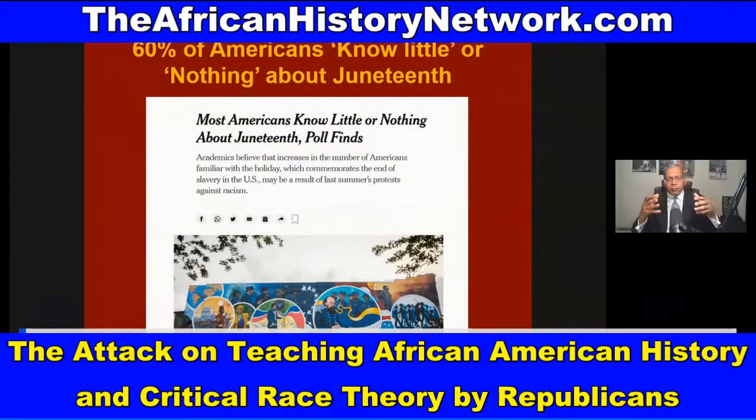We've seen after Juneteenth became a federal holiday in 2021, signing the law, we started seeing a lot more articles being written about Juneteenth. And this article here from the New York Times is a very interesting article. Most Americans know little or nothing about Juneteenth, poll finds. And in the article, it talks about 60% of Americans know little or nothing about Juneteenth.